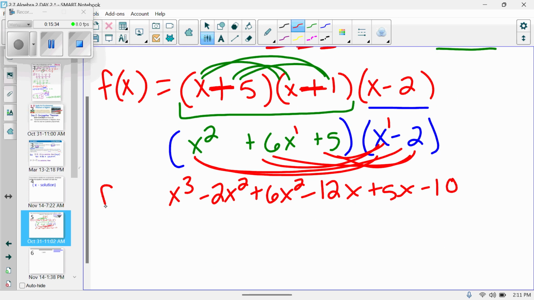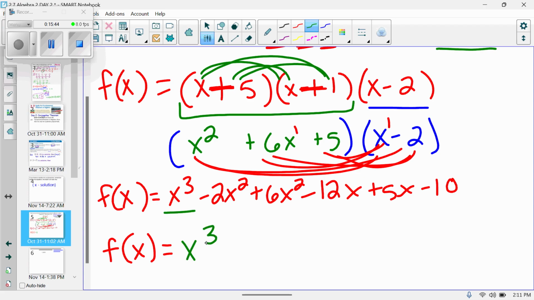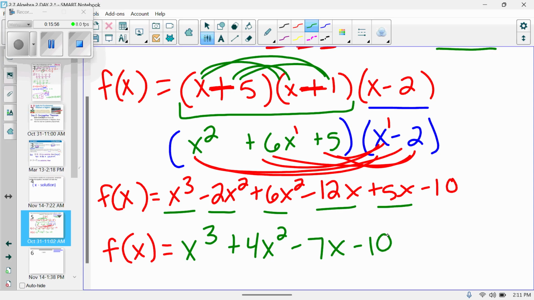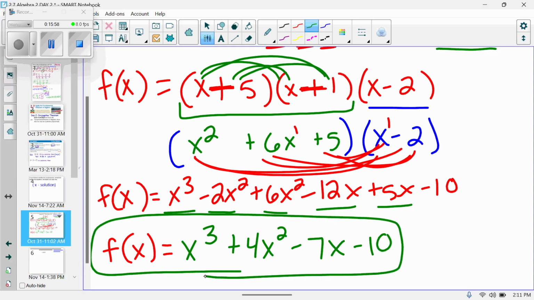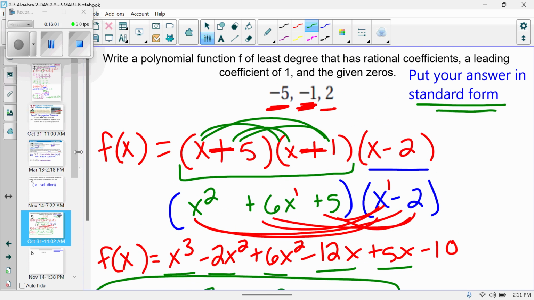Then move on to 5 times x and 5 times -2. And then let's make sure we don't lose this because we're supposed to write a polynomial function. So we should have function notation. Let's put our answer in standard form, x to the third. -2 plus 6 is positive 4x squared. -12 plus 5 is -7x. And then you have your -10 on the end. It'd be very easy to check your work. You could graph this in your calculator, and make sure that it looks like it crosses the x-axis at the places that it wanted to cross the x-axis, okay?